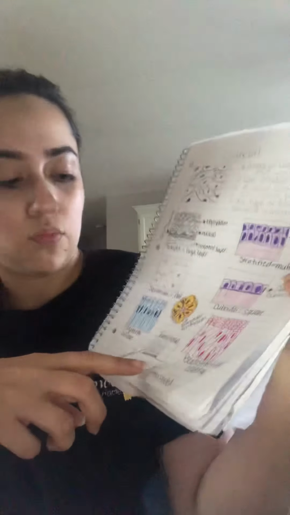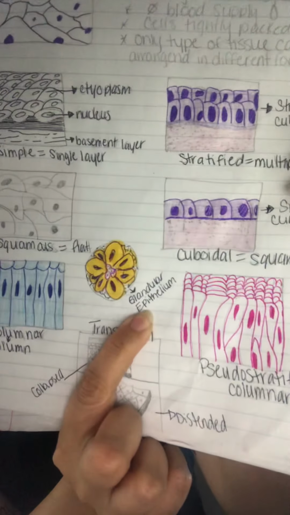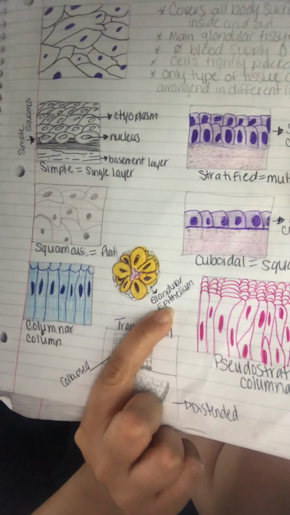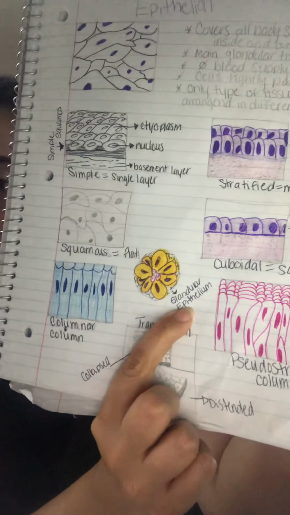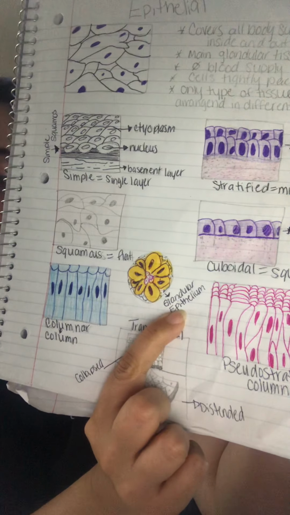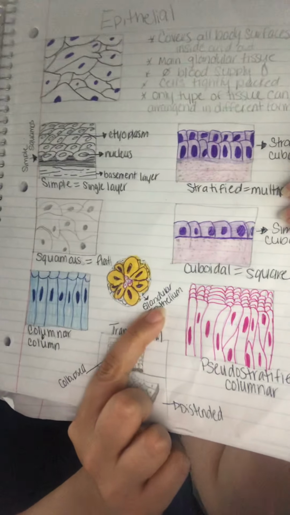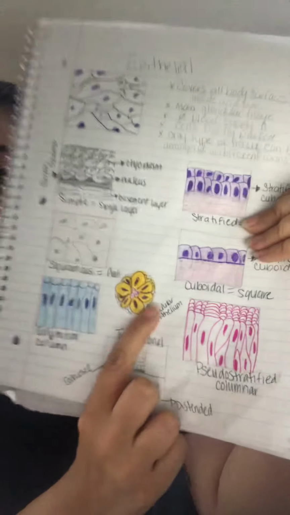And then we also have the glandular epithelial tissue. With this one, it does produce and secrete substances. It does make up glands for the salivary, endocrine, hormones, and exocrine, which is that one there.